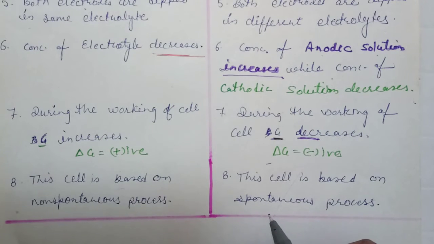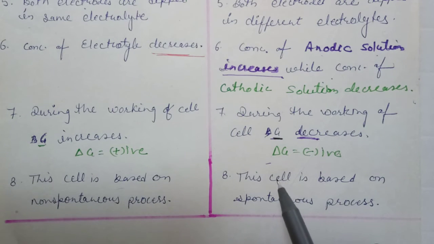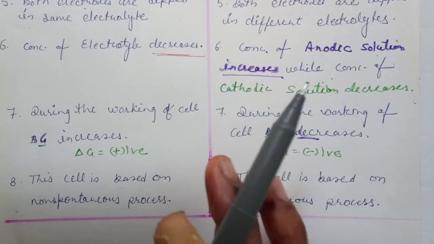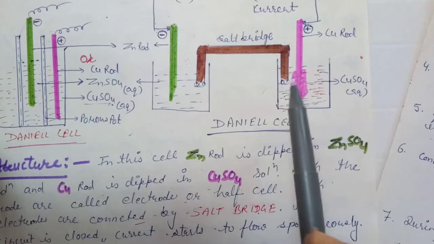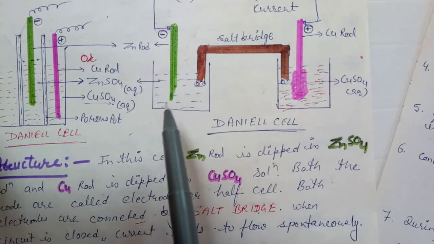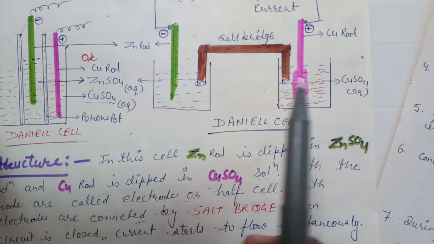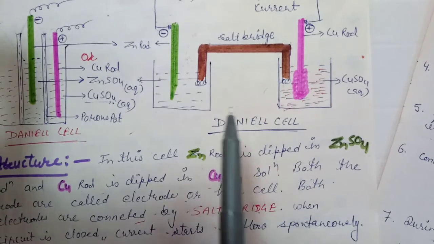Spontaneous means it works by itself, while non-spontaneous means until we give current to the cell, there is no work or flow of electrons in the cell. So this is a non-spontaneous process and this is a spontaneous process. Okay, clear? Okay, see, this is the Daniell cell and we are discussing it here. Now I am telling you the learning trick to remember which is the anode and which is the cathode.